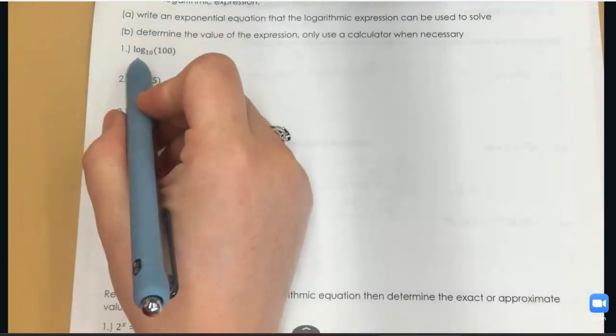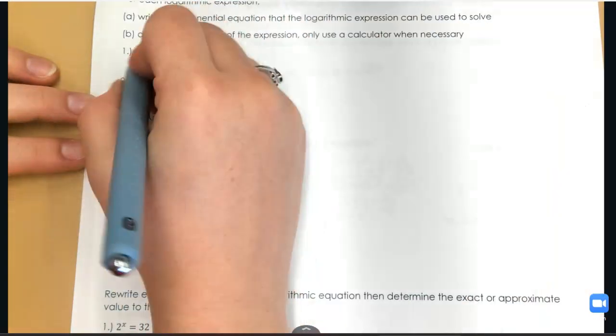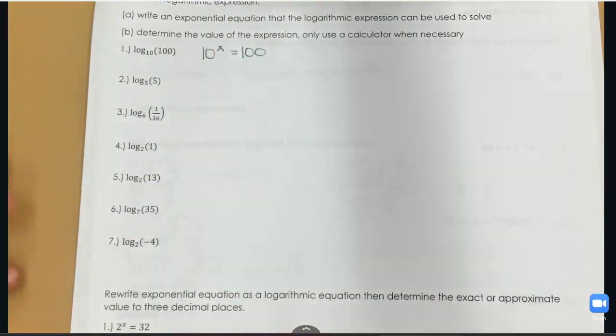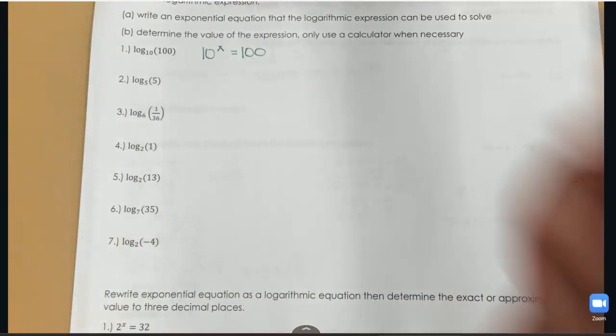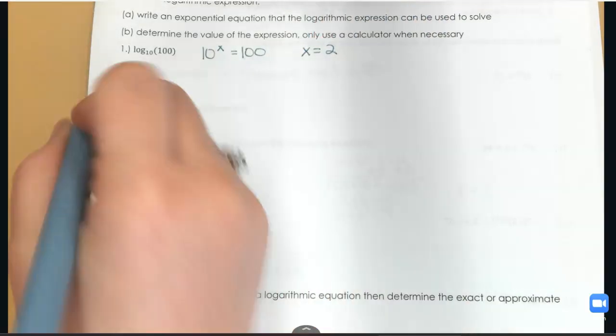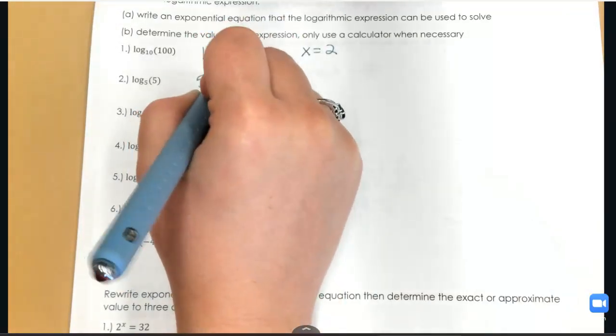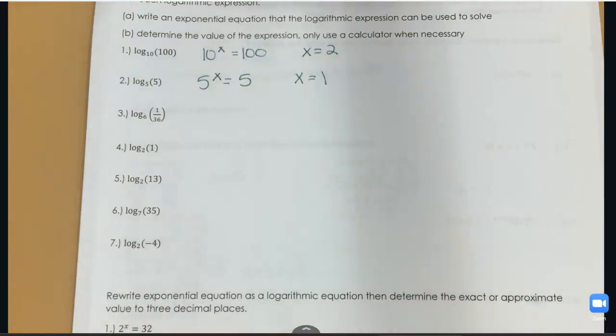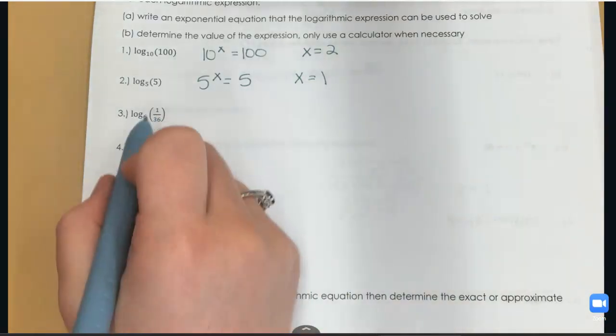So on this first one, log base 10 of 100, well, that tells me that 10 to some power is 100. What exponent when I raise 10 to it gives me 100? That would be 2. 10 squared is 100. On the second one, log base 5 of 5, this means 5 to some power is 5. Well, that's going to be to the first power. Anything to the first power is itself.